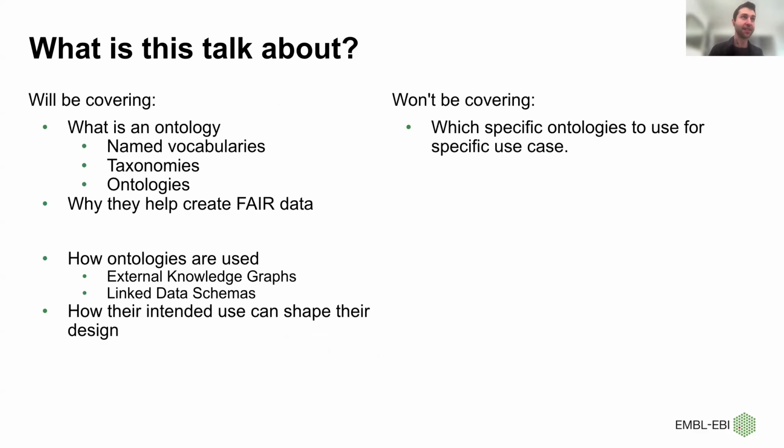So in more detail, I'll be covering briefly what an ontology is and some related terms. So named vocabularies, taxonomies, and ontologies, and how all of those help create FAIR data. And then I'll be looking into two main ways in which ontologies get used, one which I've called external knowledge graphs, and the other one is linked data schemas. Those are probably a little bit less official terms, but they're useful. It's always useful to give something a label.